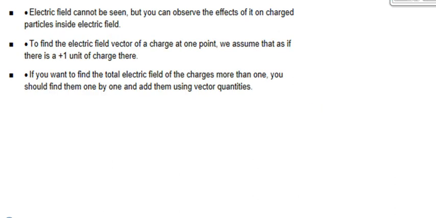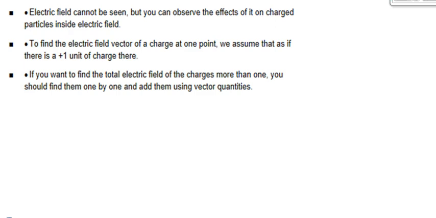There are a couple little notes about the electric field. You cannot see the electric field, but you can observe the effects of it. That's the only way that we humans can see the electric field, isn't by looking at it, but looking at what it does, just like you can't see gravity, but you can see what it does.